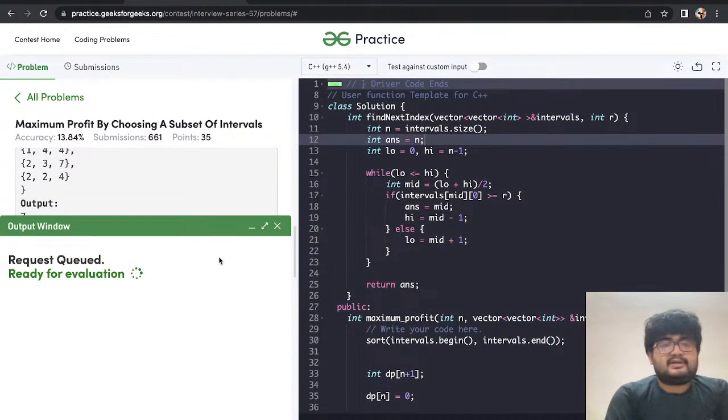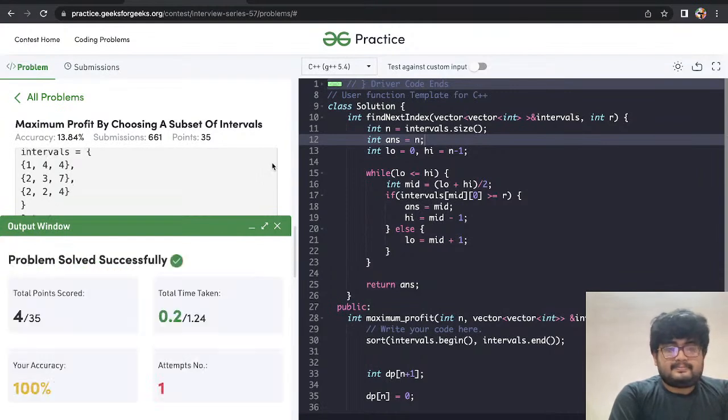All right, let's try to submit this. I believe this should work, but let's see. If this doesn't, we'll debug. Oh, it's working. So yep, this is working. Any doubts on this? Anyone has any doubts? Any doubt with the code?